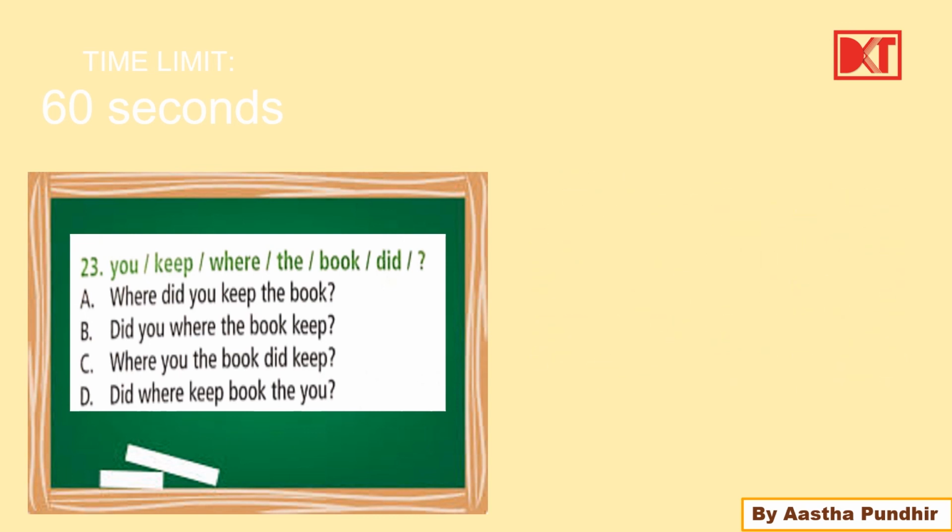Alright, so here the options are you, keep, where, the, book, did and question mark. Now this question mark tells us that this is an interrogative sentence, which means it is a question. Alright, let's see the options now. The options are A. Where did you keep the book? B. Did you where the book keep? C. Where you the book did keep? D. Did where keep book the you?